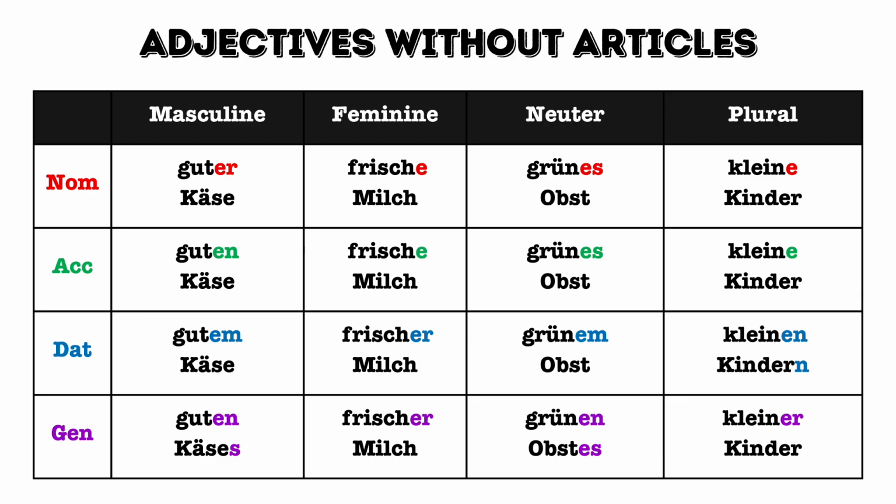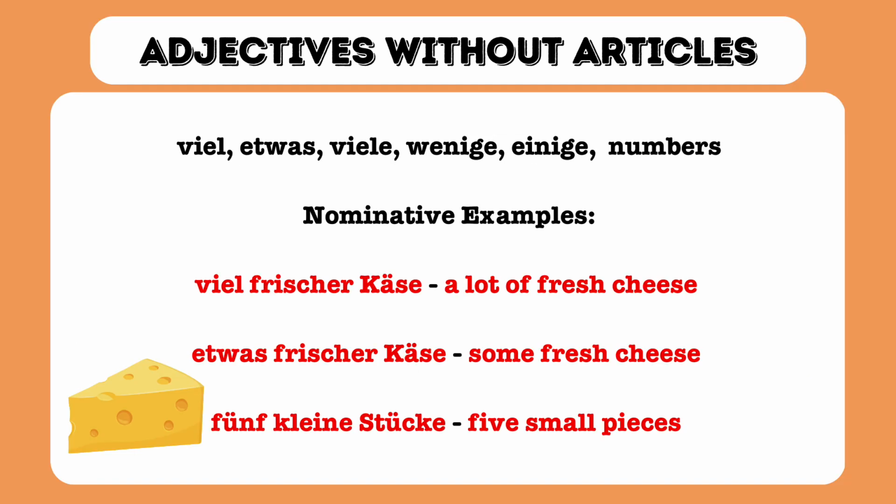For the plural forms, we finally have one that just ends in an E for both nominative and accusative. Kleine Kinder, kleine Kinder. In the dative case, it becomes kleinen Kindern. And in the genitive case, kleiner Kinder. So what counts as non-preceded? Because we have all of the der words, we have all of the ein words, what could possibly be a non-article? This would include things like viel, etwas, viele, weniger, einige, and any number that you can ever think of. For example, viel frischer Käse, a lot of fresh cheese. Etwas frischer Käse, some fresh cheese.